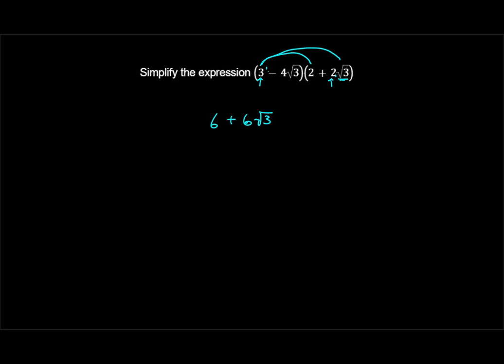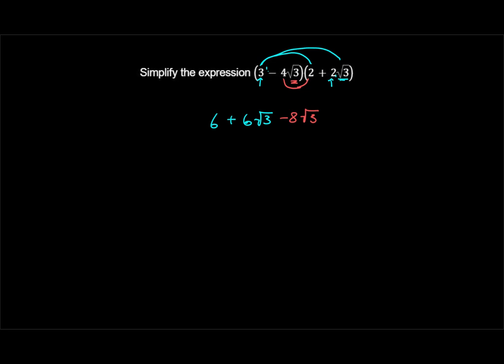Now I'm going to go through with the second term, which is negative 4 square roots of 3 times 2. So we'll multiply numbers outside the radicals. Negative 4 times 2 is negative 8. And since the 3 here doesn't have anything to multiply with, it's just going to come along for the ride.